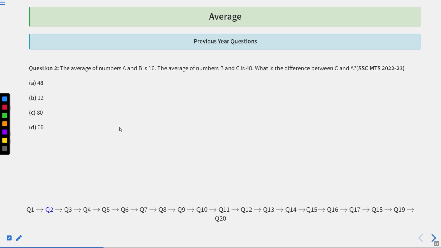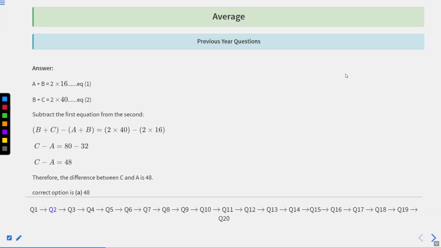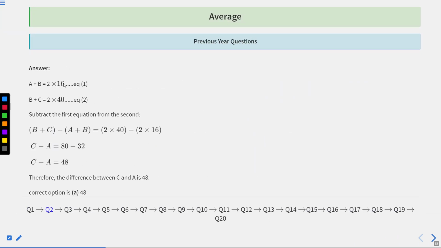So moving on to problem number 2. The average of numbers A and B is 16. The average of numbers B and C is 40. So what is the difference between C and A? We have three numbers A, B, C, out of which the average of A and B is 16 and the average of B and C is 40. We are interested in finding the difference between C and A, that is, C minus A is asked here.